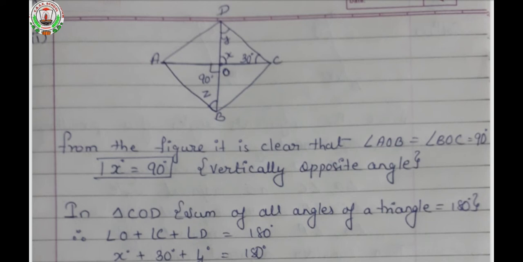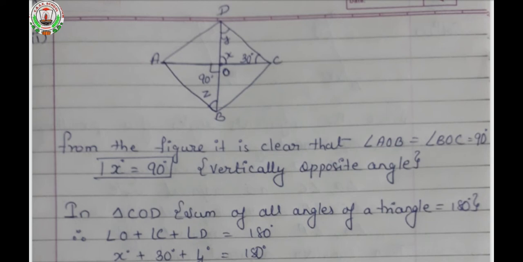Therefore, what will the x value be? It will be 90 degrees. So, what is x? x is 90 degrees. Why is it so? Because it is a vertically opposite angle. Okay. Now, since the diagonals intersect each other, small triangles are made, isn't it? So, we are going to consider one of the triangles. Which triangle are we going to consider?